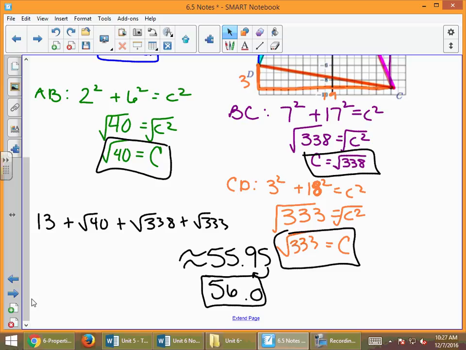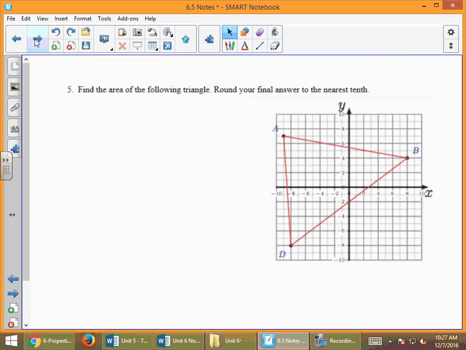All right, well, we just did a quadrilateral. Let's move on to a trilateral. What's a trilateral? It's a good thing to call it. All right, so here we go. We want to find the area of the following triangle. Round your final answer to the nearest 10. All right, no exact answer needed for this guy.